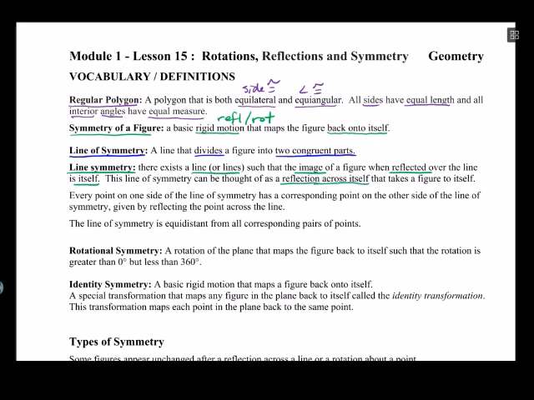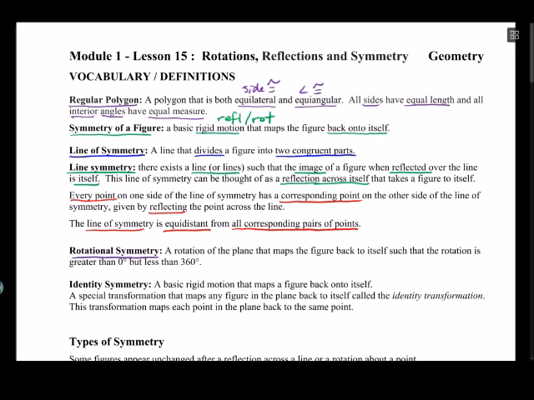Now, some important ideas here about line symmetry is that every point on one side of the line of symmetry has a corresponding point on the other side of the line of symmetry. Everybody has to match up, and this is done with a reflection. Your line of symmetry is equidistant from all corresponding pairs of points.